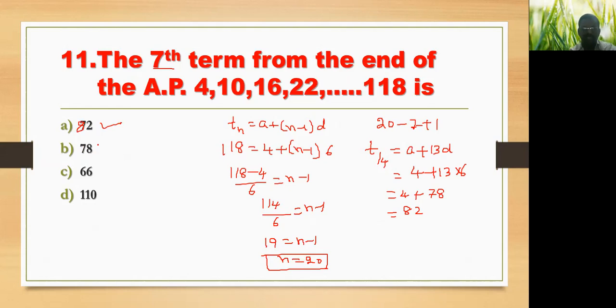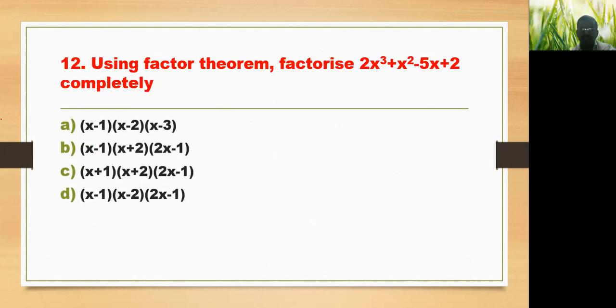Now we move to the next question. Question number 12. Using factor theorem, factorize completely. So how to solve? In our regular method, what do we do? We check with the inspection method, that is, put x equal to 1, minus 1, like that. Where you get 0, we get one factor. After getting the factor, we simplify using the division method.